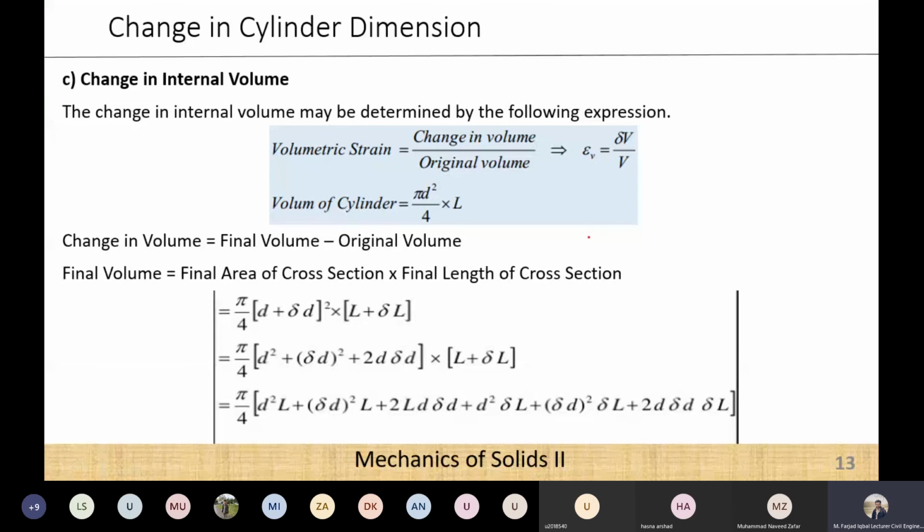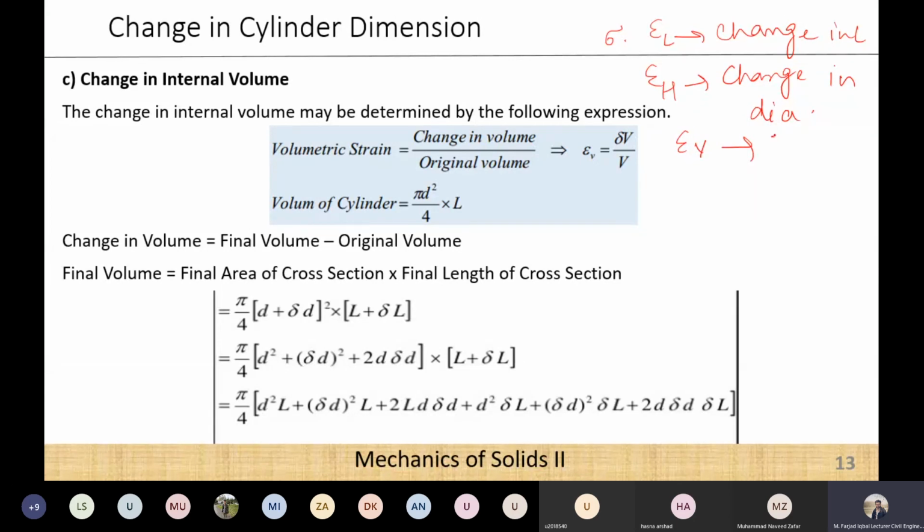The next thing is how can we calculate the change in internal volume of the cylinder. Now for the length and for the diameter, we have the strains: the longitudinal strain is causing the change in the length of the cylinder, and the hoop strain is causing the change in diameter of the cylinder. But we don't have any type of strain using which we can measure the change in the volume of the cylinder.